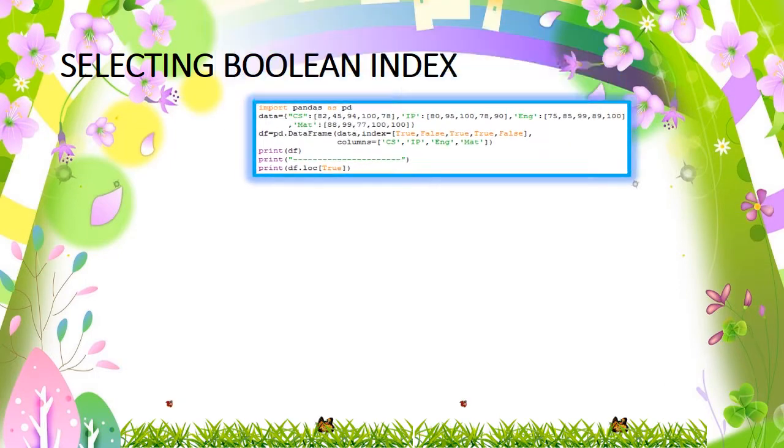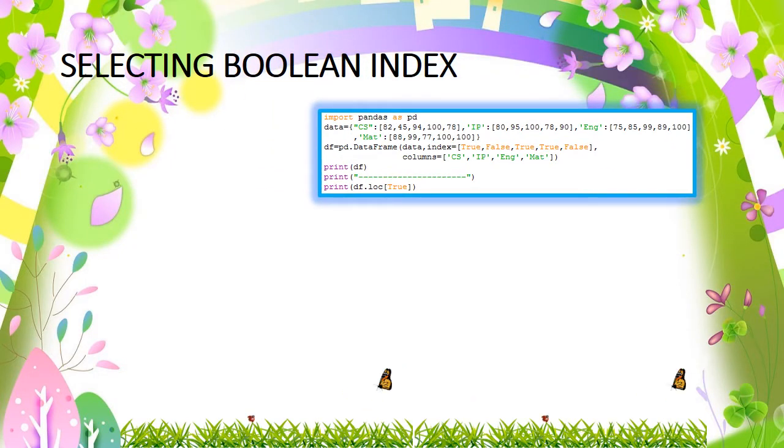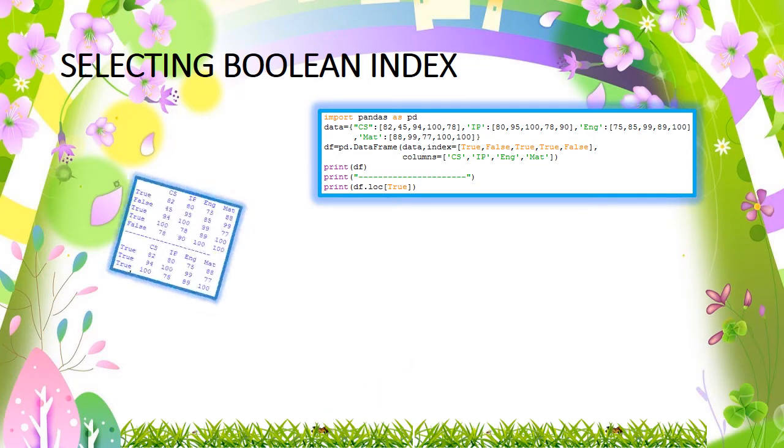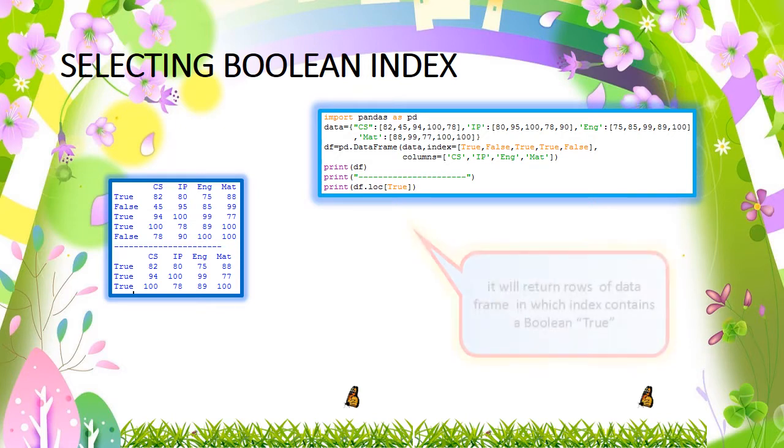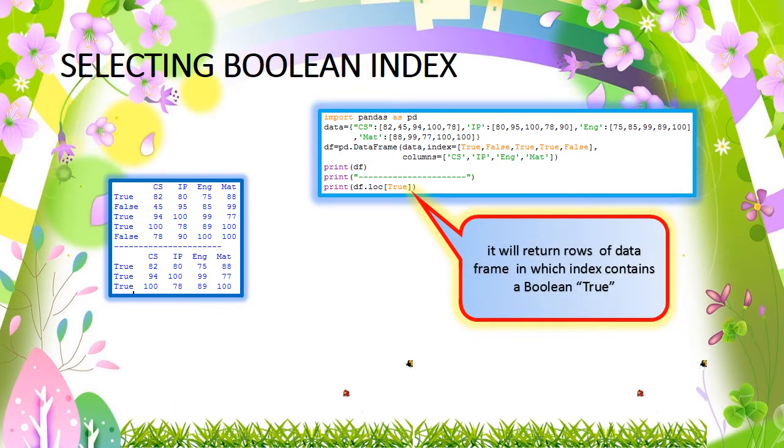Next, Boolean index, that means the index labels we are giving are of Boolean type, true or false. So see here, the data frame is printed and df dot loc true. Whichever label contains the true value in the index, that row alone will be selected. See here, the first, third and fourth rows are true, so those rows are selected.